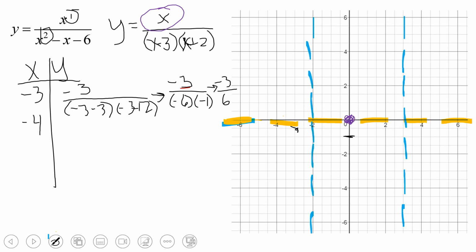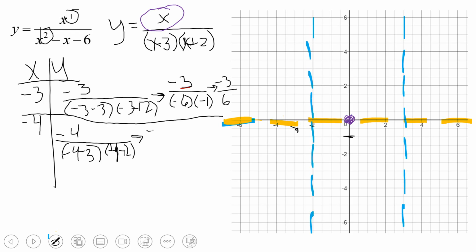There's -3 and -0.5. All right, let's go ahead and figure out now what would be the corresponding output value when we input -4. -4 minus 3, and -4, ooh, that's ugly, -4 plus 2. -4, -7, and -2.